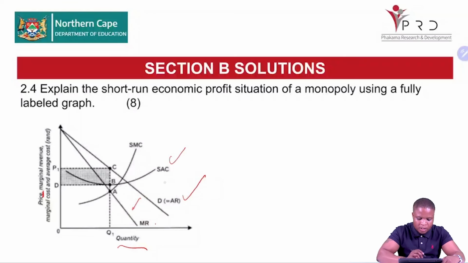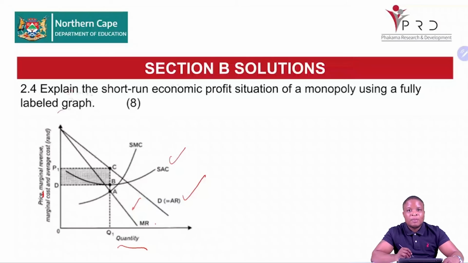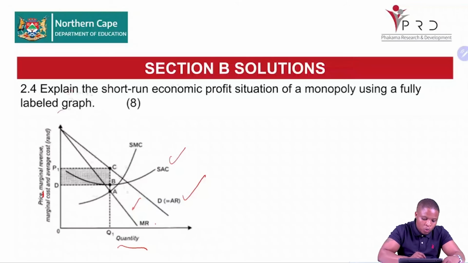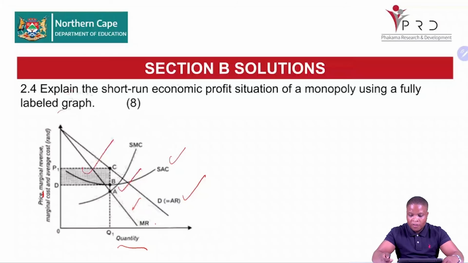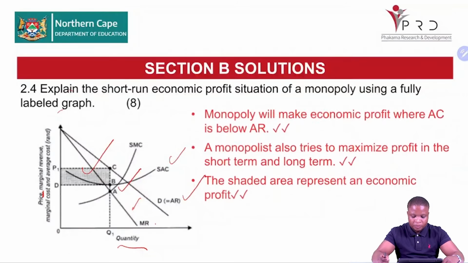Then you have MC. For both AR and MR, you get 1 mark. For MC and AC, there is 1 mark. Remember, for this question the graph is 4 marks and the explanation is 4 marks. Then you look at your profit maximization point where MC meets MR, here A. If you have written E there, it is correct. Your other mark is for the shaded area that indicates that there is economic profit. Then you get your 4 marks.